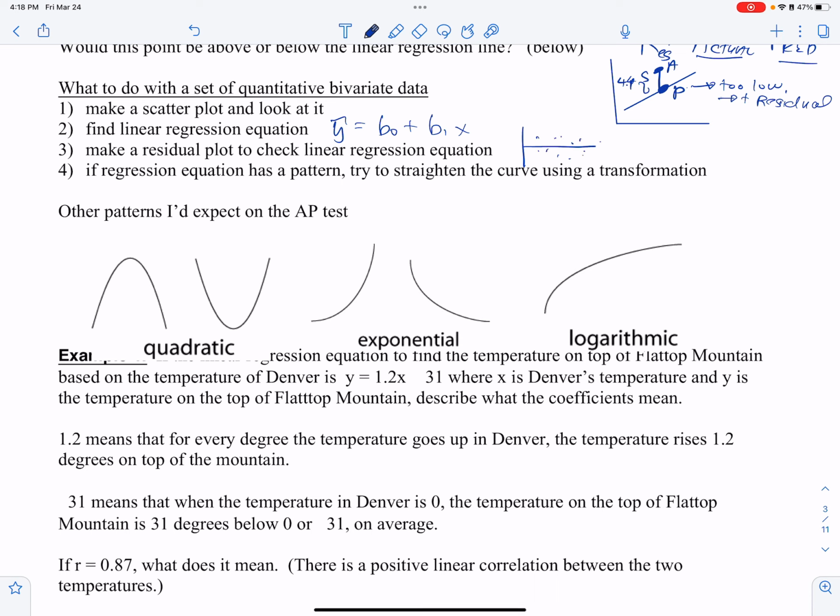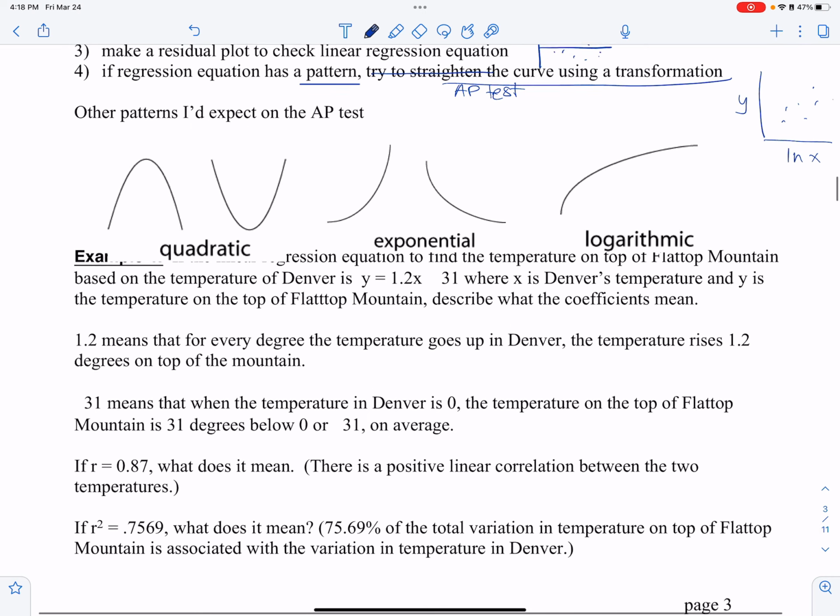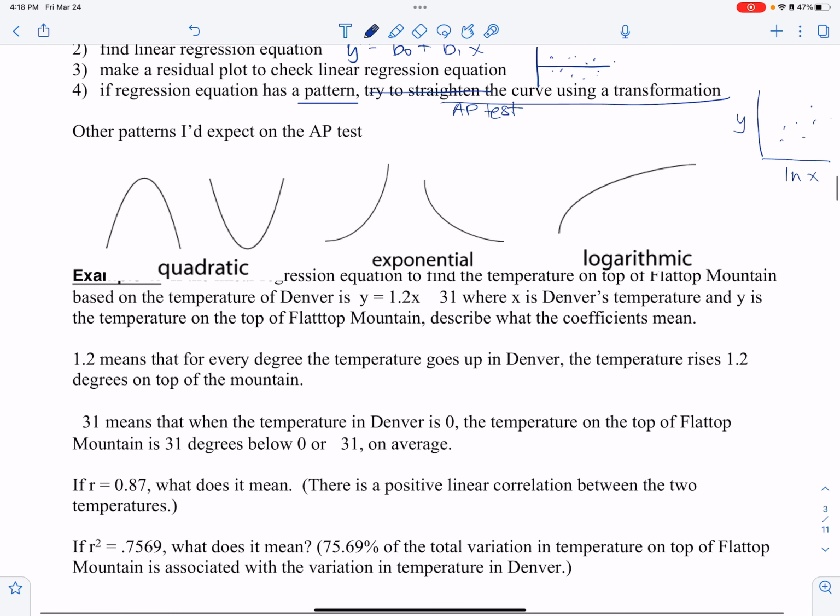If the residual plot has a pattern, try to straighten the curve. Now remember, in the AP test, you do not have to straighten the curve. The AP test does that for you. All you have to do is, once it's straight, evaluate it, because maybe it's now ln x and y, and you have to know that it's the ln of x, not just the x. These are some patterns that you're supposed to know, but they're not directly on the AP test.